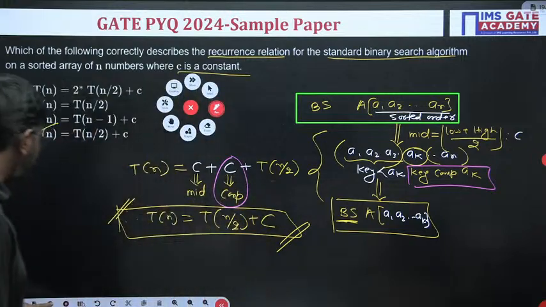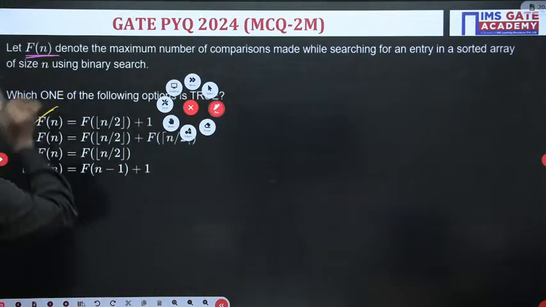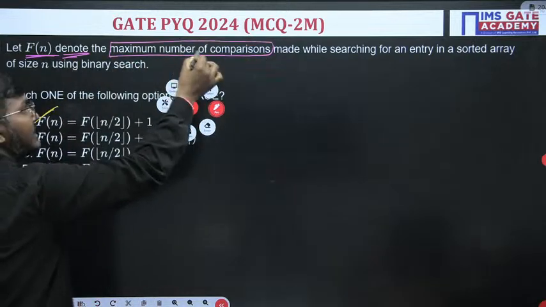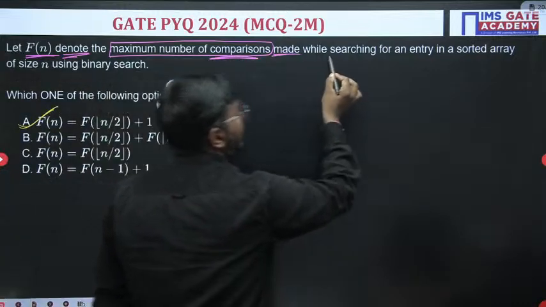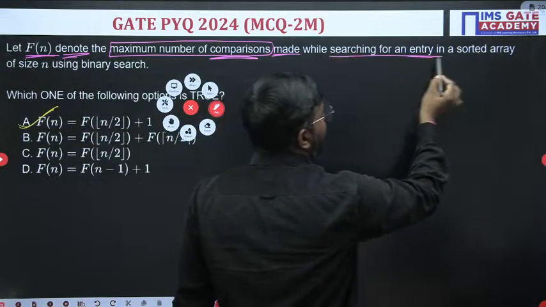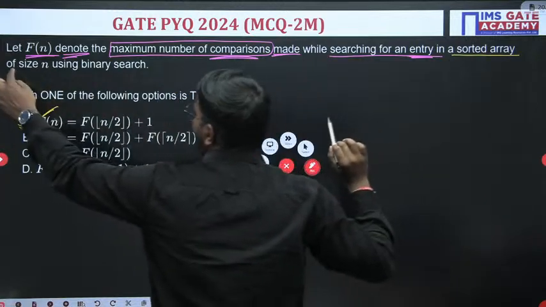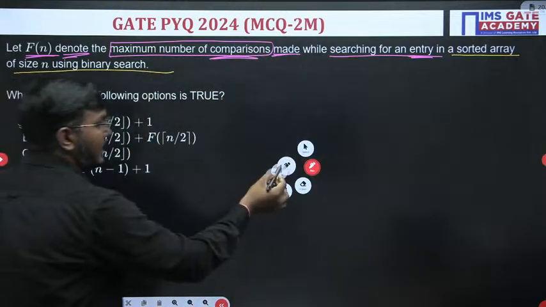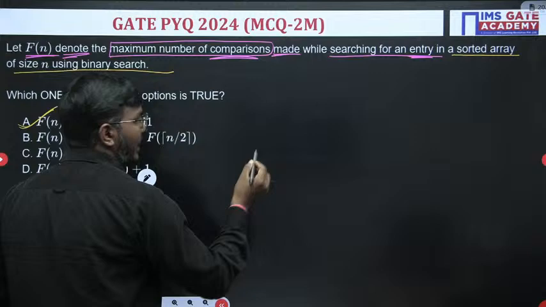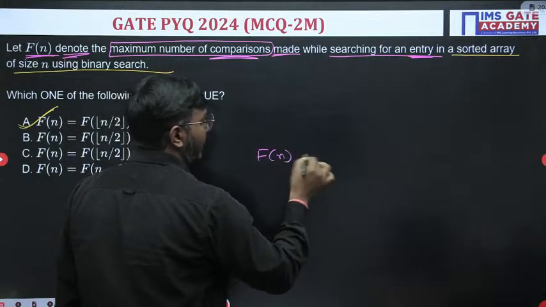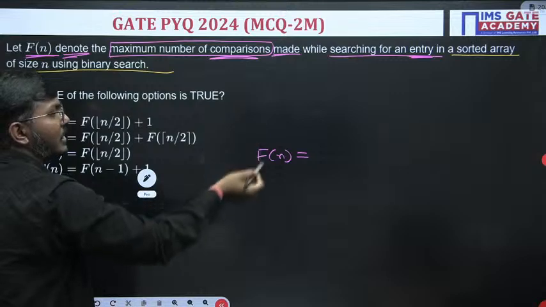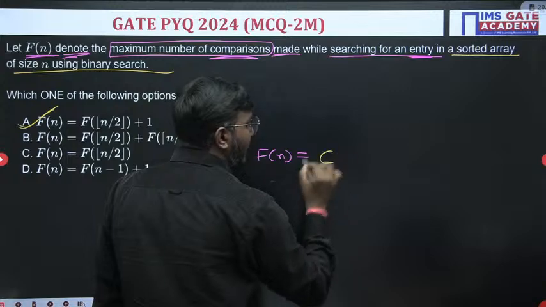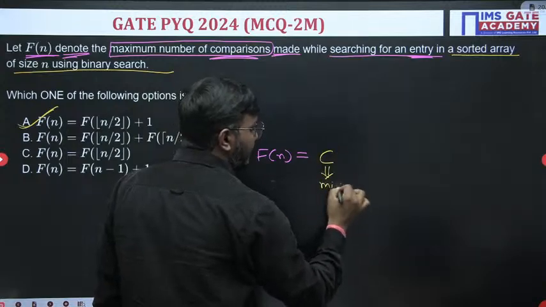Understood? The problem says that if F(n) denotes the maximum number of comparisons made while searching for an entry in a sorted array of size n using binary search, then how many maximum comparisons will be required? It's very easy. The first step is finding the mid.